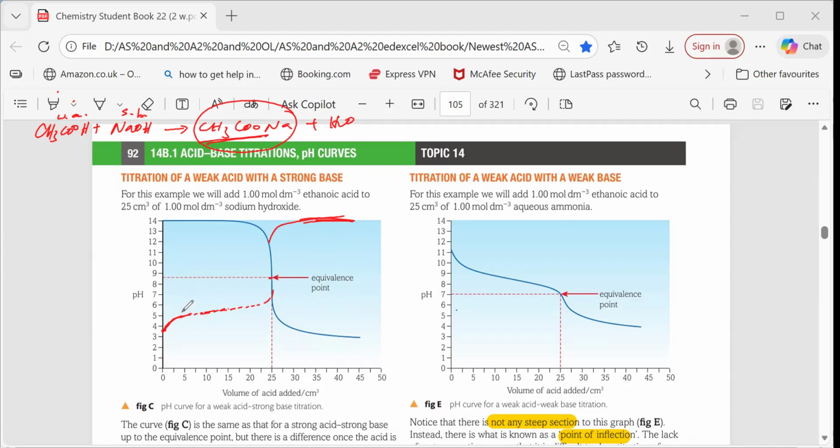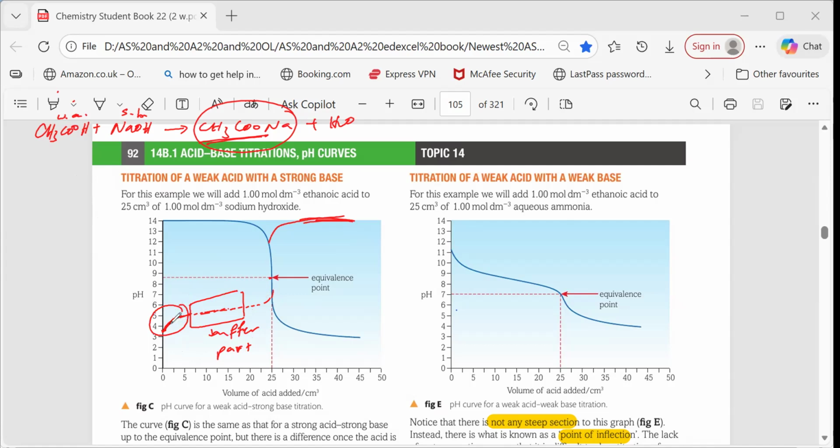If you remember, we said that here, why is this jump happening? Because this part, we call it the buffer part. And we know that in the buffer region, there is a gradual change in pH. There is no big jump in the pH. There is a gradual change because the buffer is resisting the change in pH.